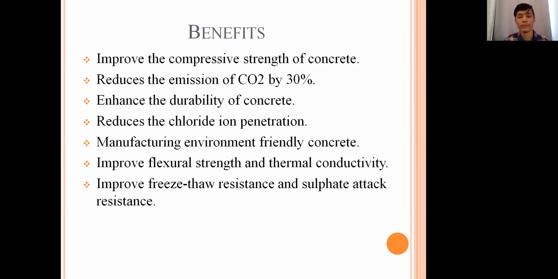Talking about the benefits gained by the use of glass powder, it improves the compressive strength of the concrete. It reduces the emission of carbon dioxide by 30%. It enhances the durability of the concrete. It reduces chloride ion penetration. It also helps in manufacturing environmentally friendly concrete. It also improves the fracture strength and thermal conductivity. It improves freeze-thaw resistance as well as sulfate attack resistance.